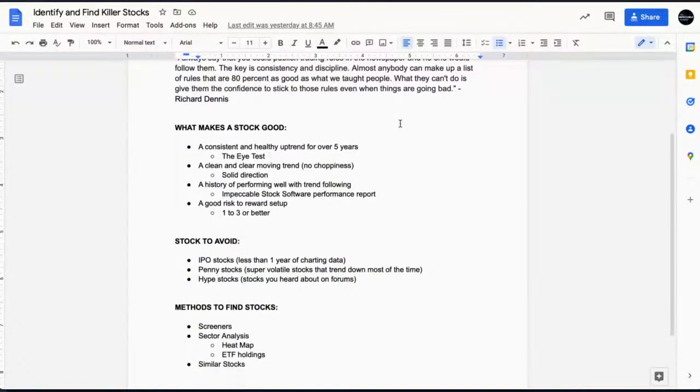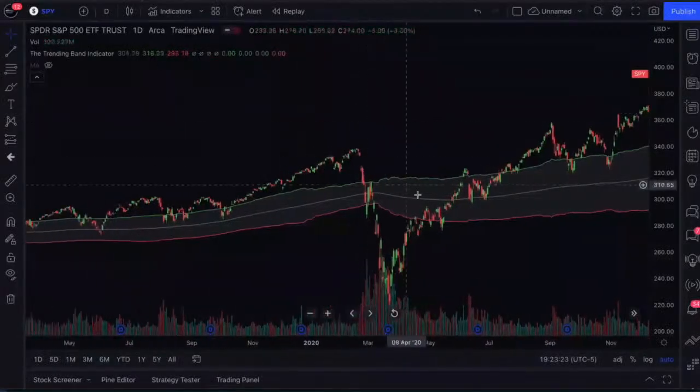So next is a history of performing well with trend following. Again, we want to use the strategy that we're using and go back a few times and be like, hey, how is this actually doing? How is this stock performing? Like, has this stock performed well with trend following in the past? And you can very easily do that with your eye test. So you go on here and you use the trend following thing.